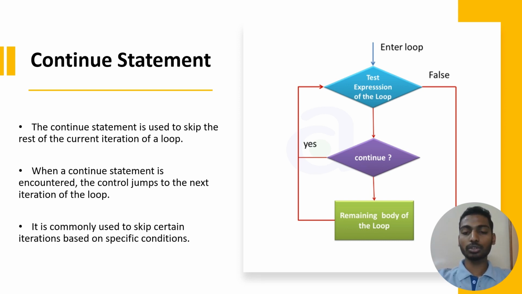Now let's see the flowchart of the continue statement. When the condition is true, then it moves on to the continue statement and the block of code. Then if the condition is false, the loop will exit.